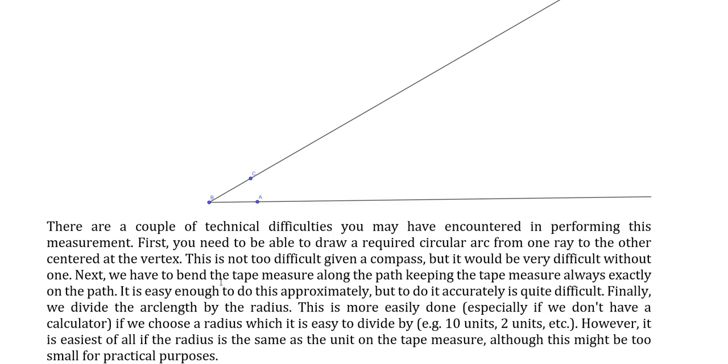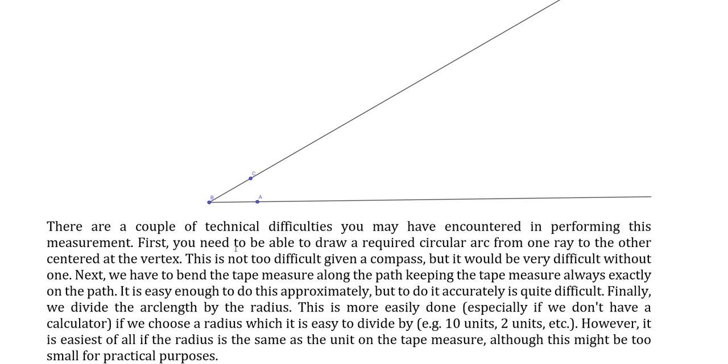So hopefully you tried one of these, and there may have been some technical difficulties. In theory, it's not too bad. The first thing we have to do is make a circular arc. Well, if you have a compass, that's pretty easy. Put the pointy end at B, and then the drawing end out somewhere, and make an arc, and then it will come out here and hit the rays in a couple of different places. Then take your tape measure, follow that arc and measure it, and then finally divide it by the radius, which you also need to measure.